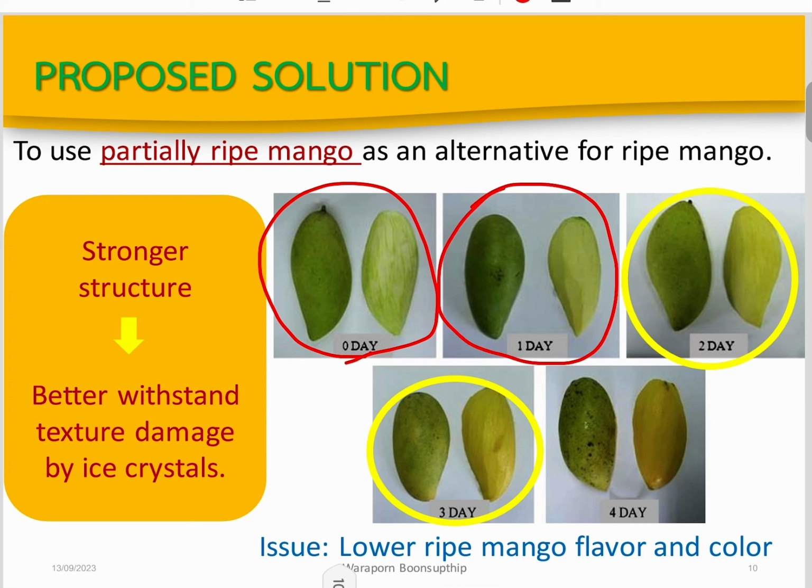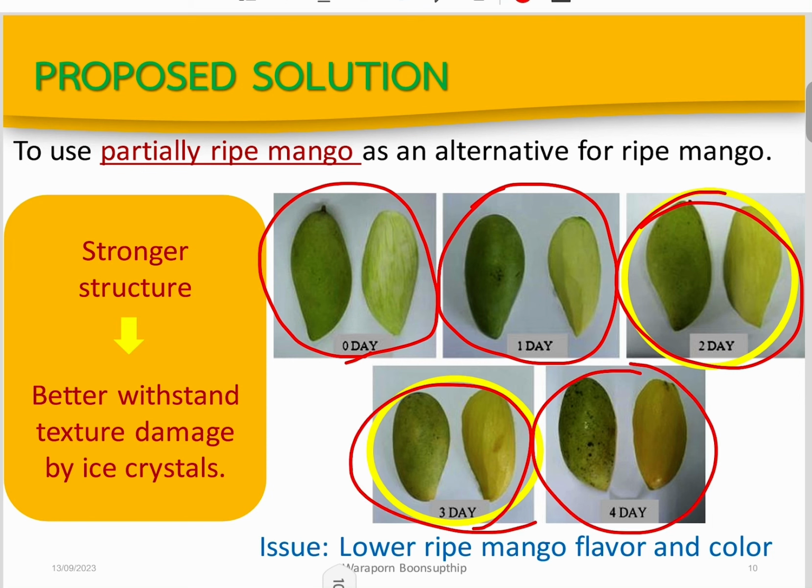After letting it ripen for one day, it gets more yellow, and then the second day, third day and fourth day. So the ripening process develops quite fast, and we found that when we eat fresh mango, people prefer the mango at the fourth day, where the texture is very soft and the sweetness and flavor are fully developed.